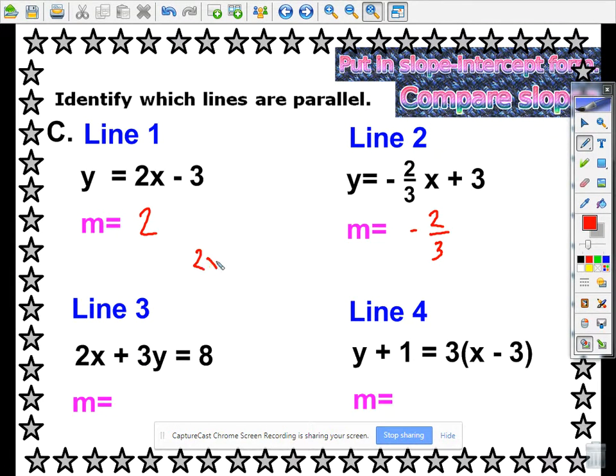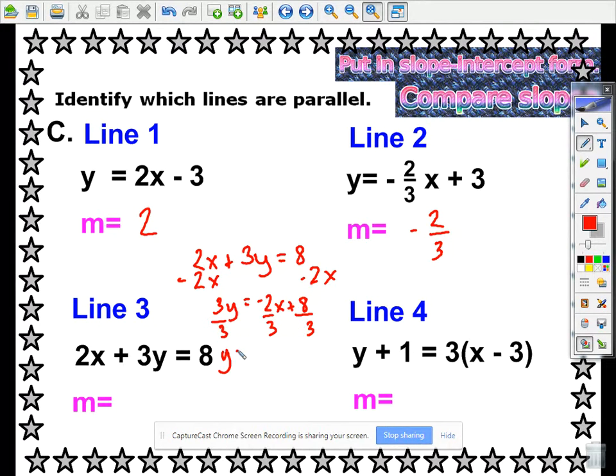So that means we're going to get y by itself. We're going to subtract 2x from both sides. So we have 3y equals -2x plus 8. And then we're going to divide everything by 3. So now my equation will say y equals negative 2/3 x plus 8/3. So my slope here is negative 2/3.